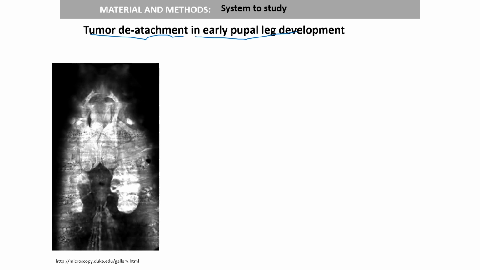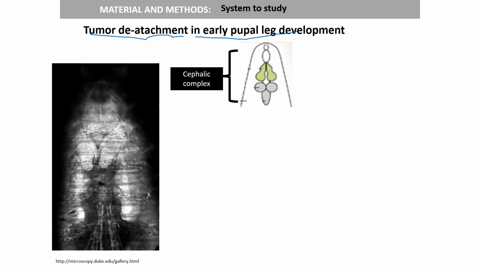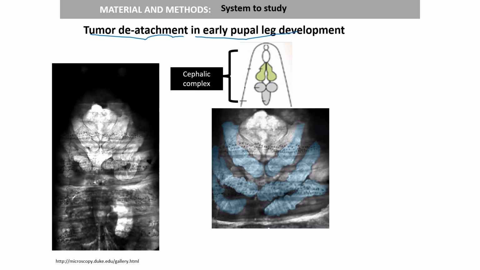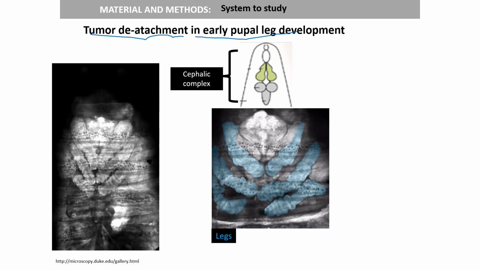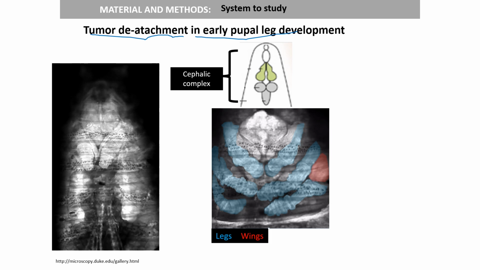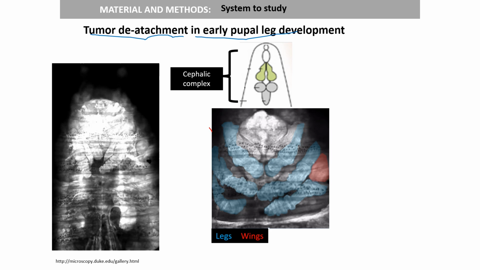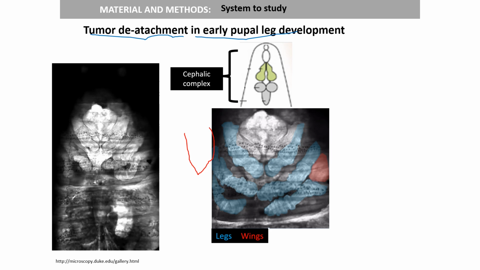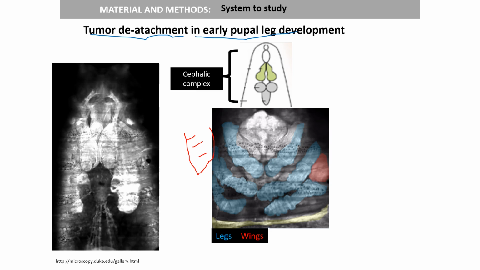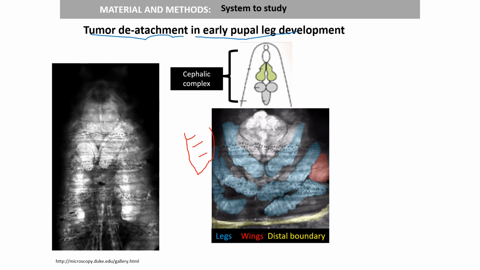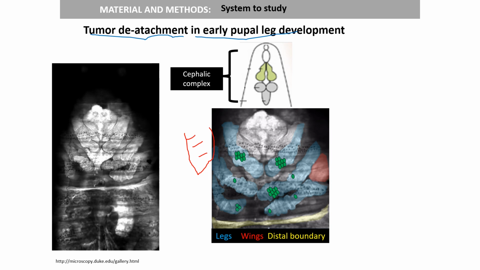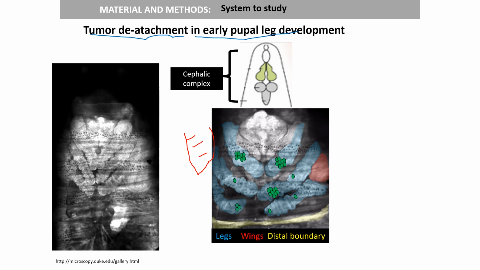Let me show you what you're seeing underneath the cephalic complex. You see here the legs in blue. You see the wings in red, and why don't you see the other wing? Because it's in a position where it will be located here. Maybe you cannot see it. Here you find a boundary that we have underneath the legs. And what they are doing is inducing these tumors.